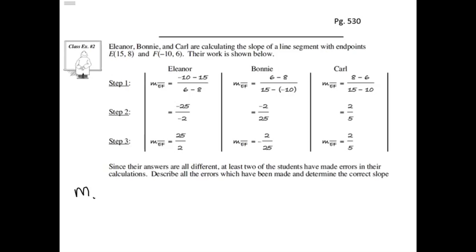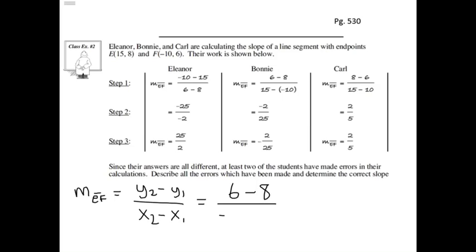We're going to use the formula m is equal to, for EF, y2 minus y1 all over x2 minus x1. Okay, so y2 is going to be 6, y1 is going to be 8. You're going to subtract them. On the bottom, you have negative 10 for x2 minus 15 for x1. So this is going to be negative 2 on the top and negative 25 on the bottom. The negatives are going to cancel out, so your final answer is going to be 2 over 25.